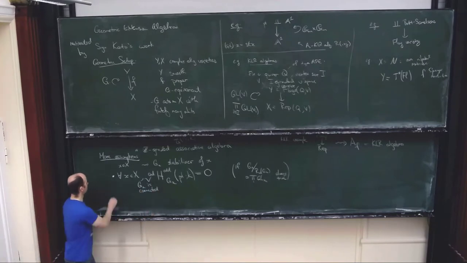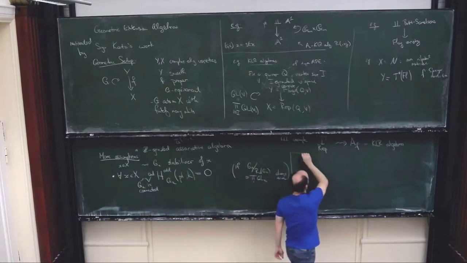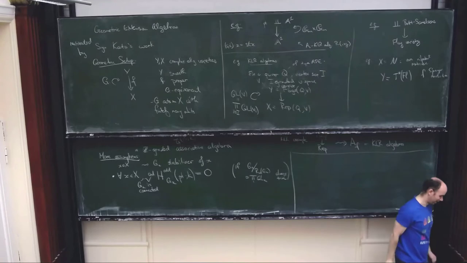So that's another assumption. And then just when you thought we were done, there's one more big one. And this is really a big one. So there is a bijection.